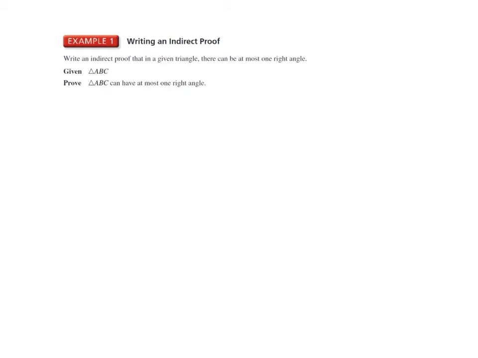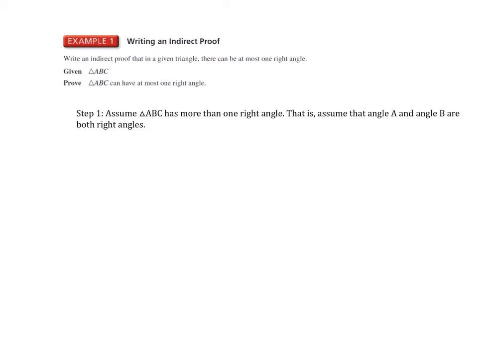We want to write an indirect proof that in a given triangle, there can be at most one right angle. We're given triangle ABC, we want to prove that triangle ABC can have at most one right angle. So we start by saying that the triangle has more than one right angle. This assumes that angle A and angle B are both right angles, so the opposite of what you're trying to prove. So this leads us to say that if we have both right angles, then measure of angle A equals measure of angle B, which equals 90 degrees.